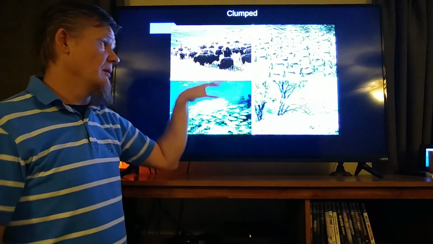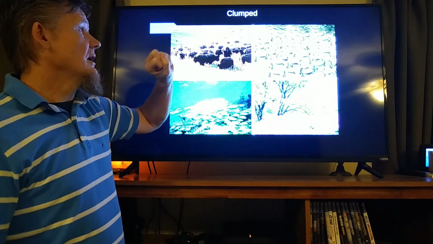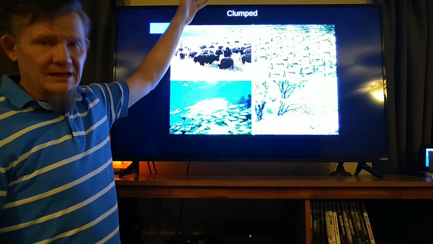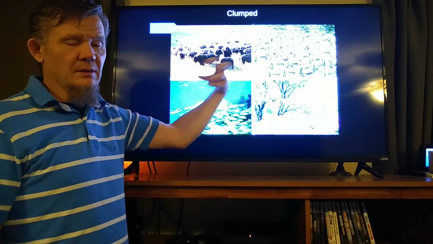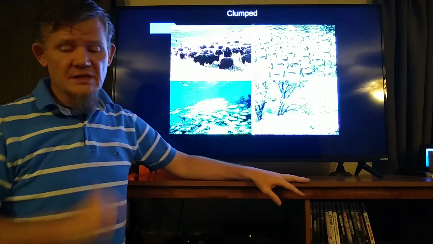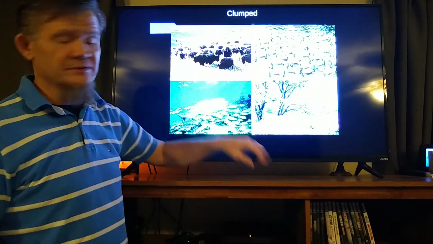If there's a big patch of grass over here, and there's a big swath of desert back there, they're going to be in the grass. They're going to be clumped around this resource. And a resource could be shelter. A resource could definitely be shelter if we're talking about animals.